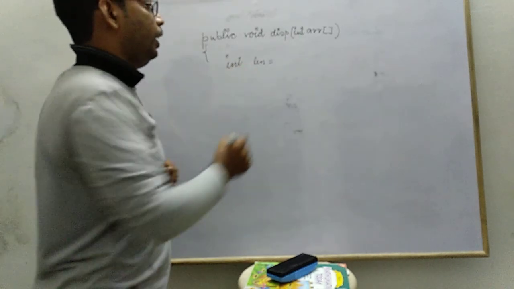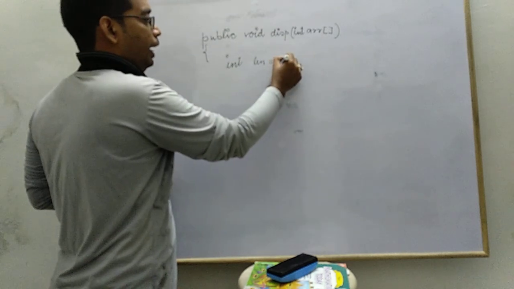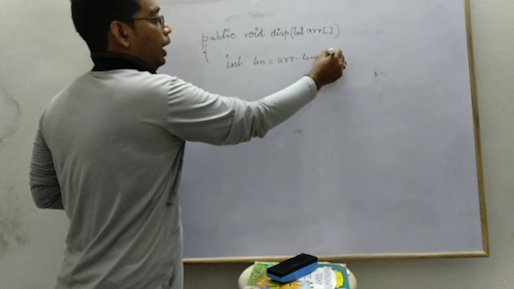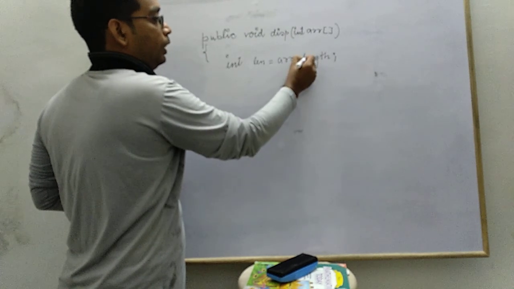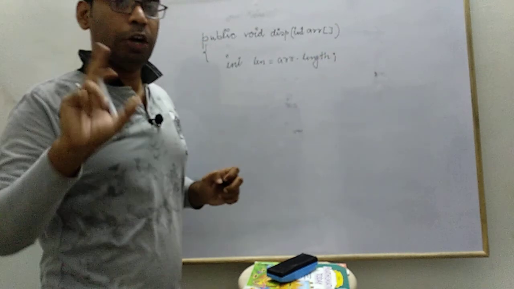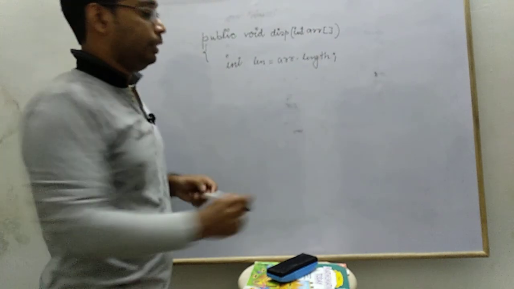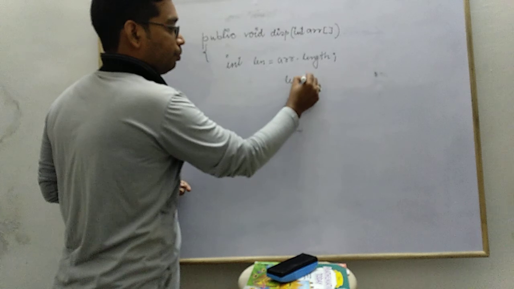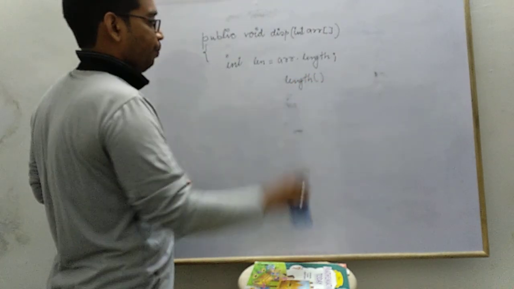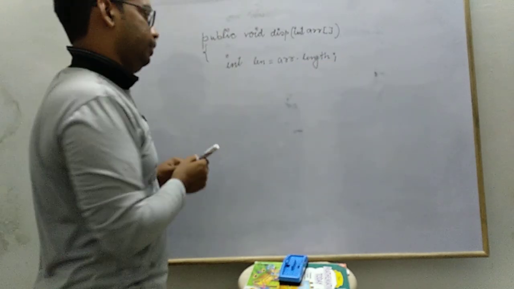So find the length. So you are storing the length here, arr dot length. As you remember, I already explained how to use this one. There are two types of length. One length with brackets and one length without brackets. Without brackets is used to find the length of an array, and with brackets, this type of bracket like this, is used to find the length of a string. So this one is used to find the length of the array.